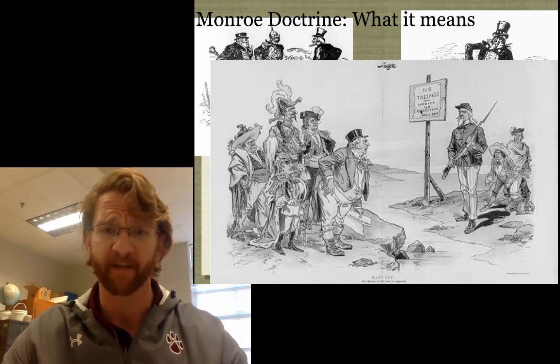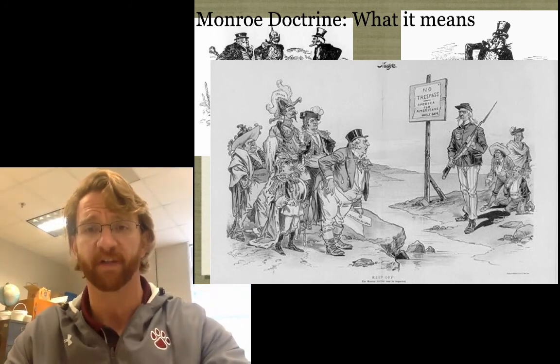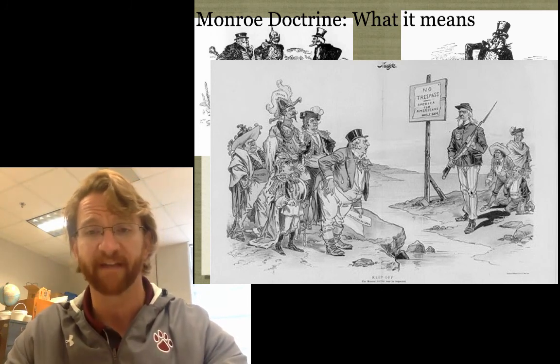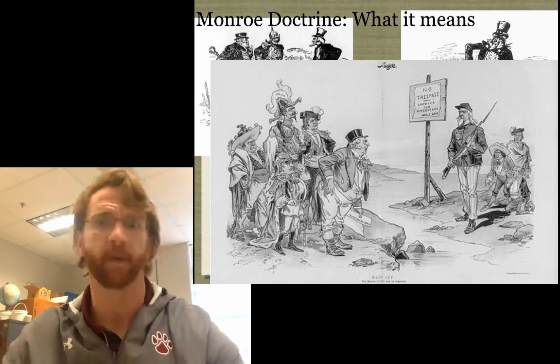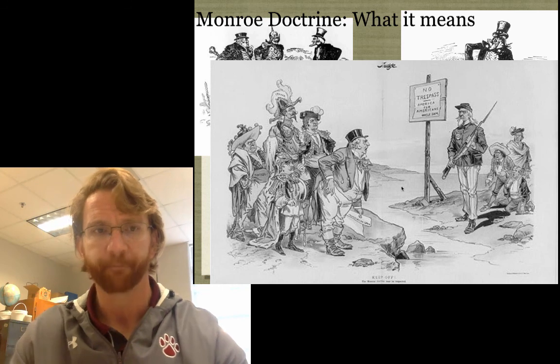It says, no trespassing, America for Americans. You've got the picture of Uncle Sam here, dressed a little bit differently, but still looks the same in the face. He's got his striped pants, and he's protecting some folks over here. Think about who those might represent. And he's got his gun and his bayonet there as well.